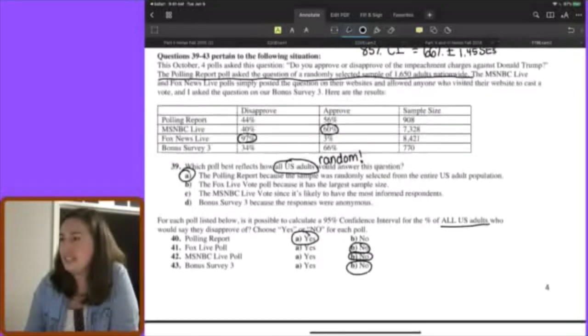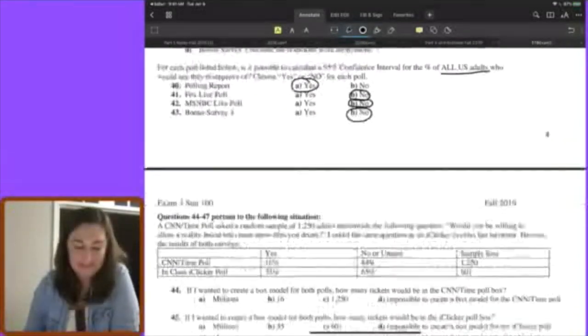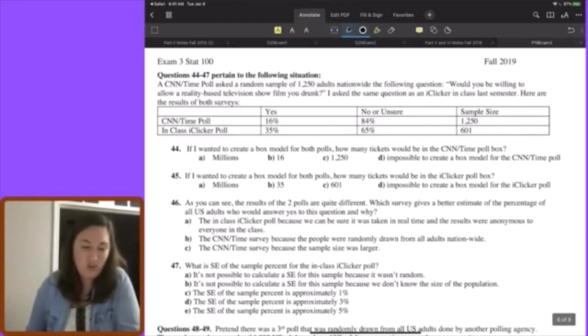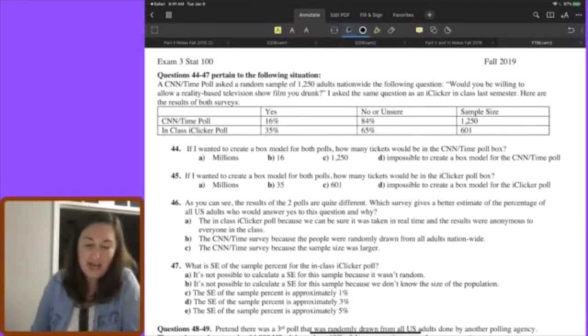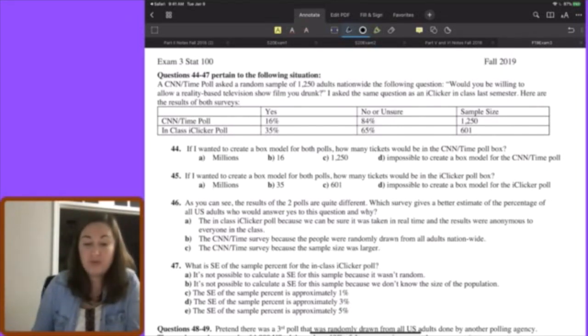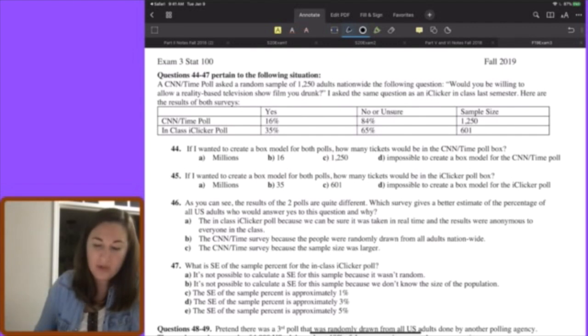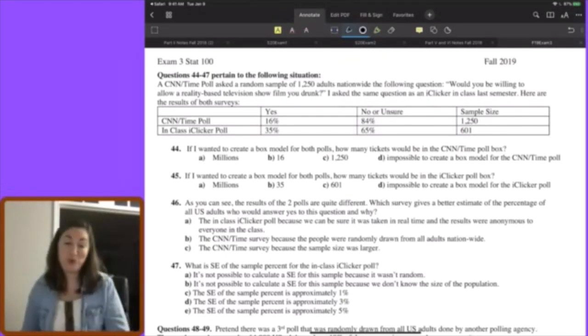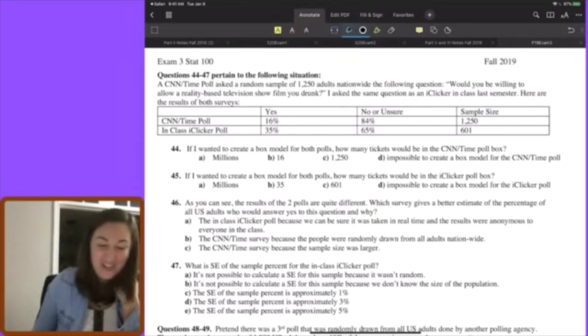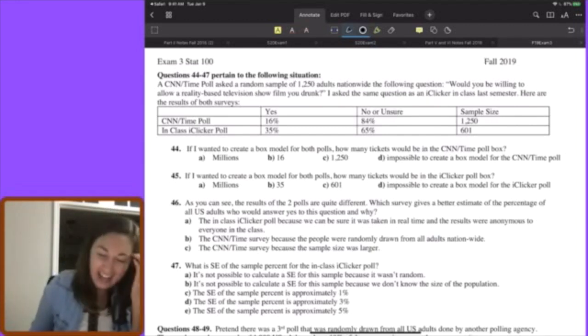All right, let's keep going. The next question, more polls. It says a CNN/Time poll asked a random sample of 1,250 adults nationwide the following question: would you be willing to allow a reality-based television show to film you drunk? I asked the same question as an iClicker question in class last semester. Here are the results.